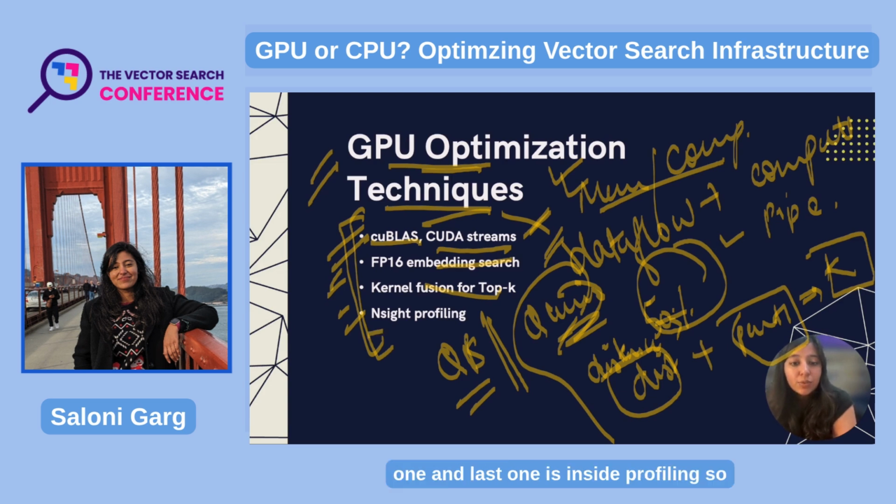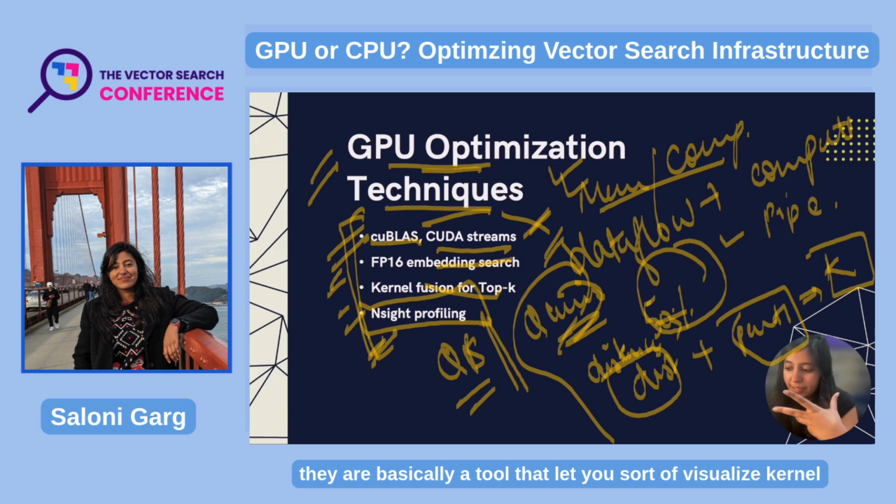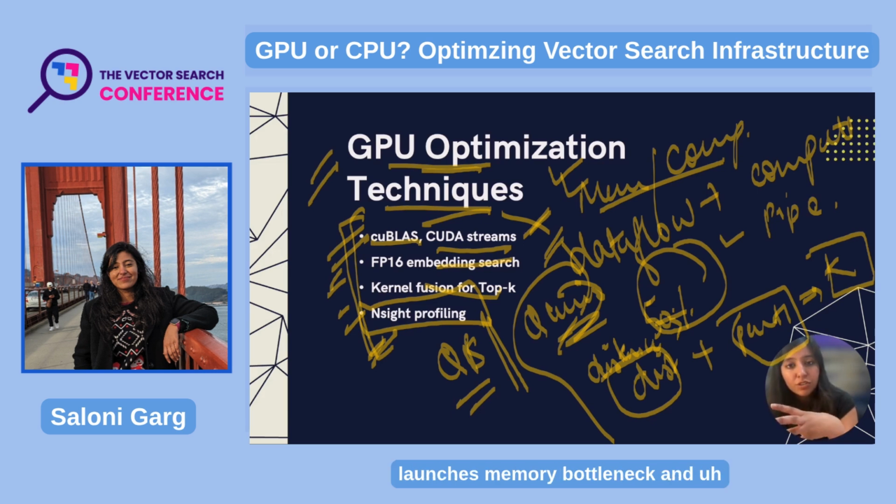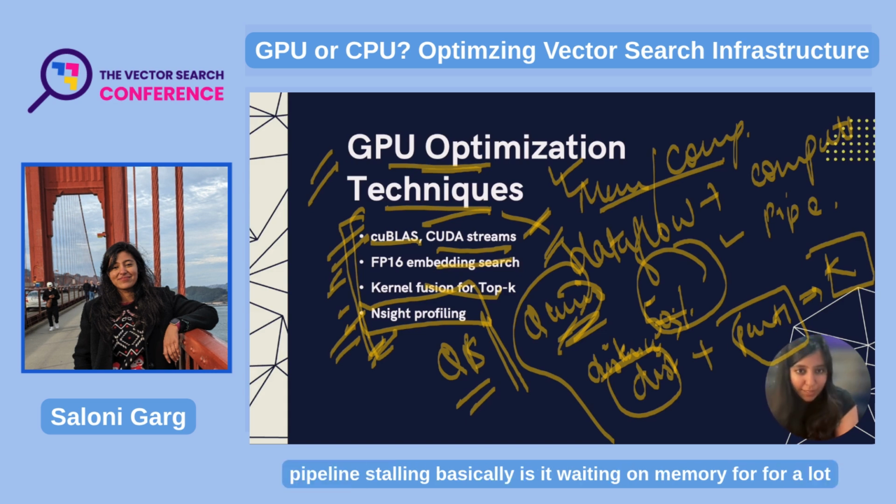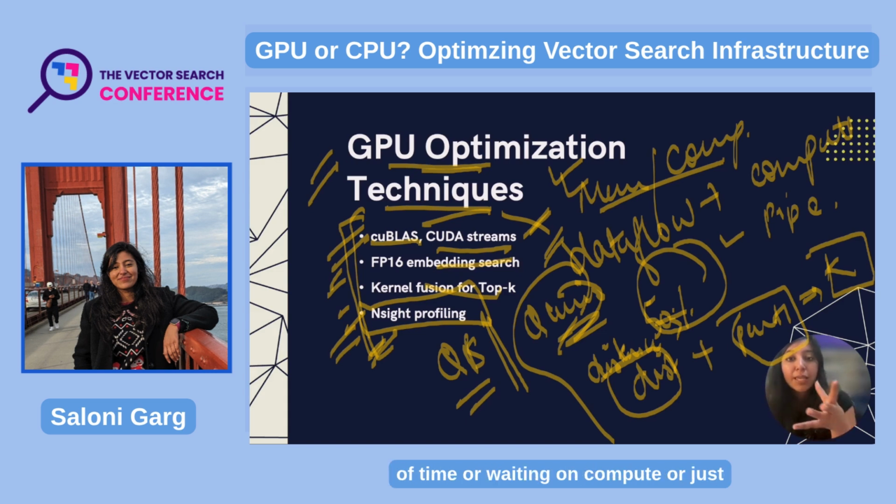Next and last one is Nsight profiling. Nsight systems are a tool that lets you visualize kernel launches, memory bottlenecks, and any transfer delays. You can run these profiling systems and find out what piece in your whole pipeline is taking the most time. Where is your pipeline stalling, basically? Is it waiting on memory for a lot of time, or waiting on compute, or just synchronization? This way you have a deeper view of the problem, and then you can take measures to fix that.